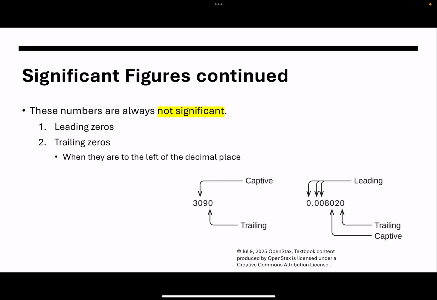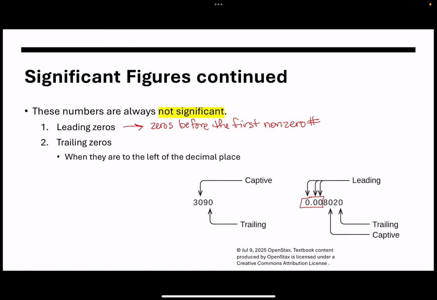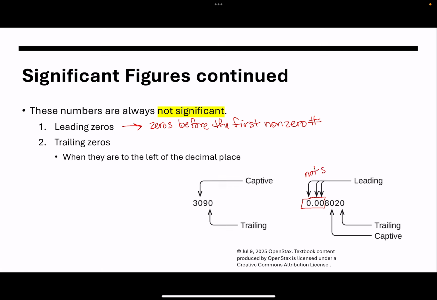Non-significant. All right. So these numbers are always not significant. Leading zeros, meaning zeros before the first non-zero number. So leading zeros are zeros before the first non-zero number. Okay, those are always not significant.